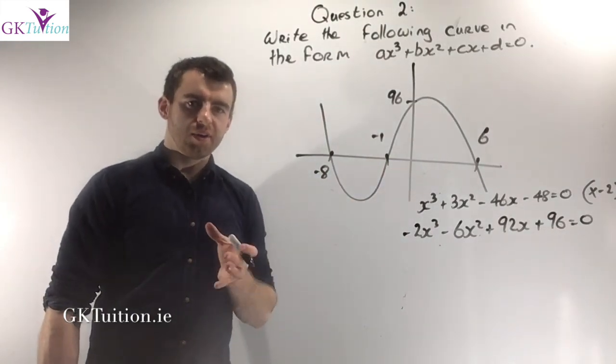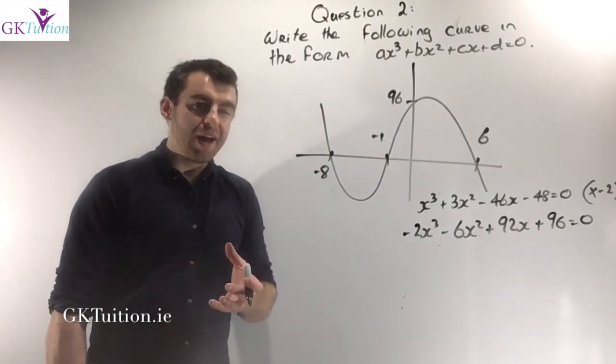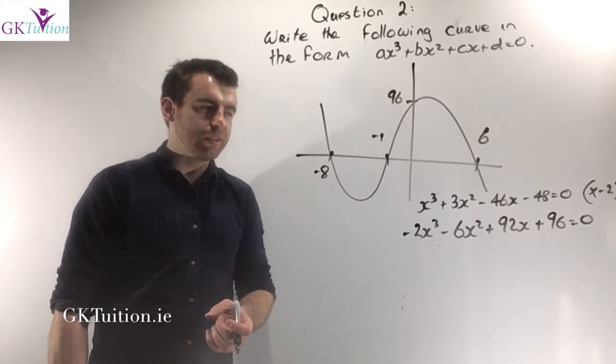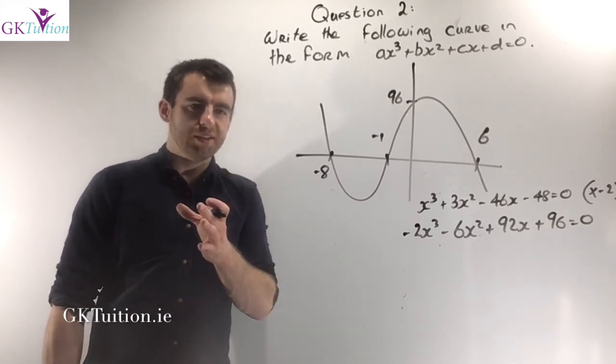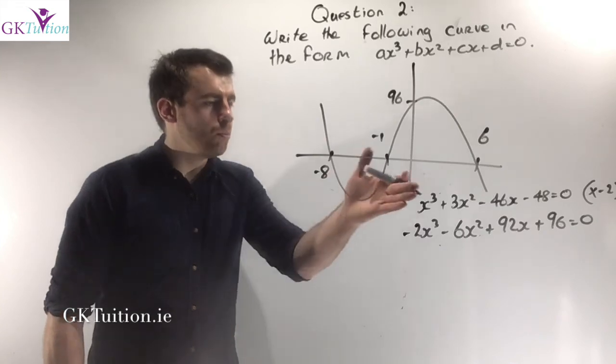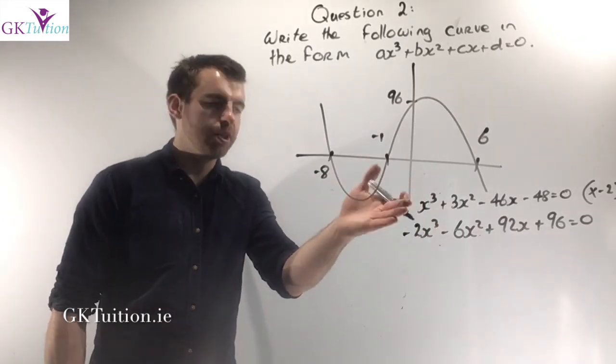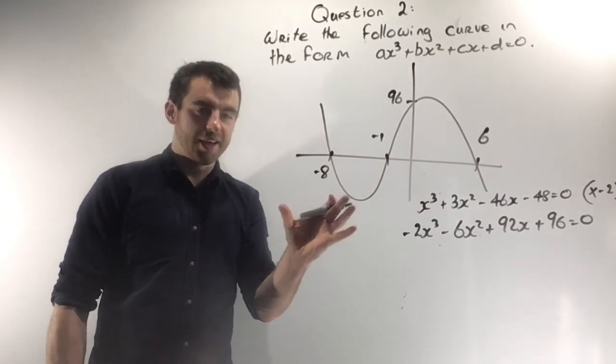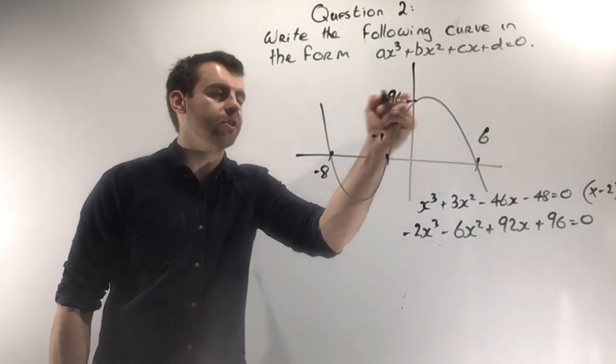So that's all I want to talk to you about in this video. The maths is relatively straightforward. The one thing you always need to look out for, if you're given a graph, is to come up with your cubic or your polynomial and then double check it matches the shape and double check it matches the y-intercept.